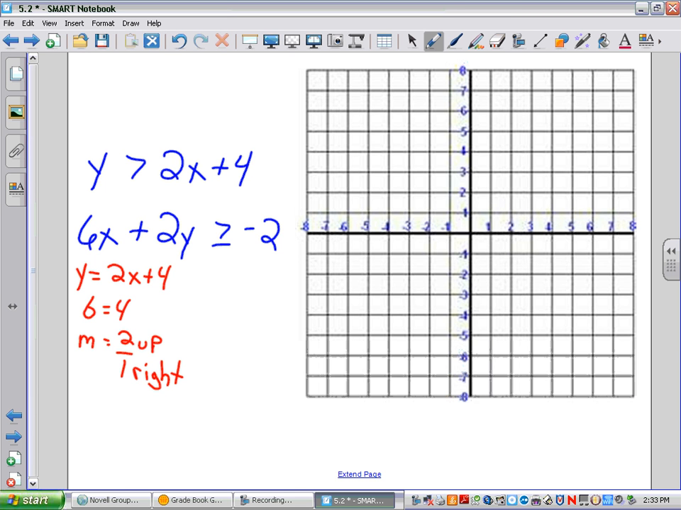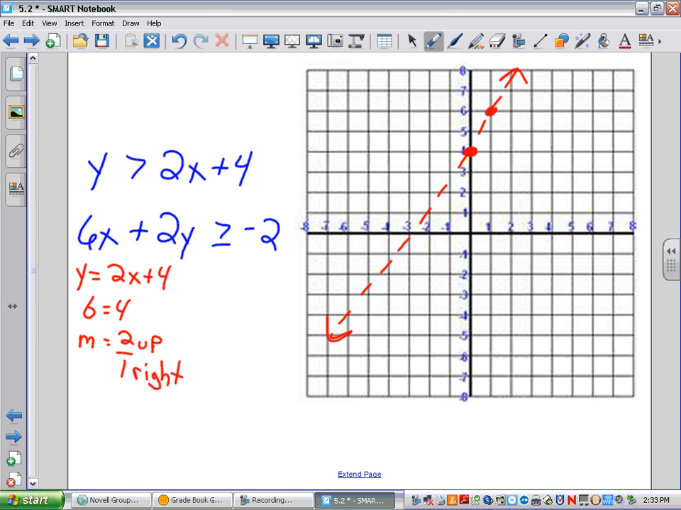Let's go graph that line. Y-intercept is 4 on the graph, mark 4. Up 2, right 1. It's the second point. And that symbol's not underlined, so it's dotted.